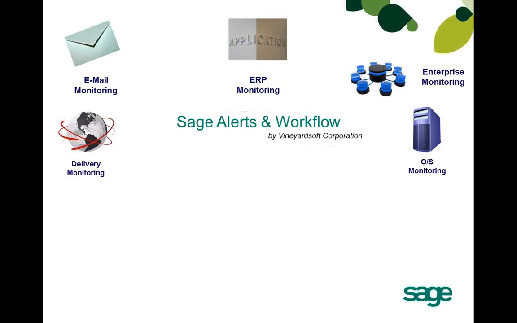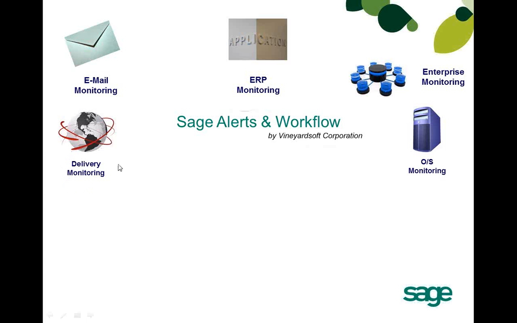Now, there are two last aspects of monitoring that we need to talk about in Sage Alerts and Workflow. The first is its ability to monitor your operating system to look for such conditions as low disk space on one of your database servers, one of your staff members who's let their Outlook email box fill up, or even simply someone trying to break into one of your organization's servers.